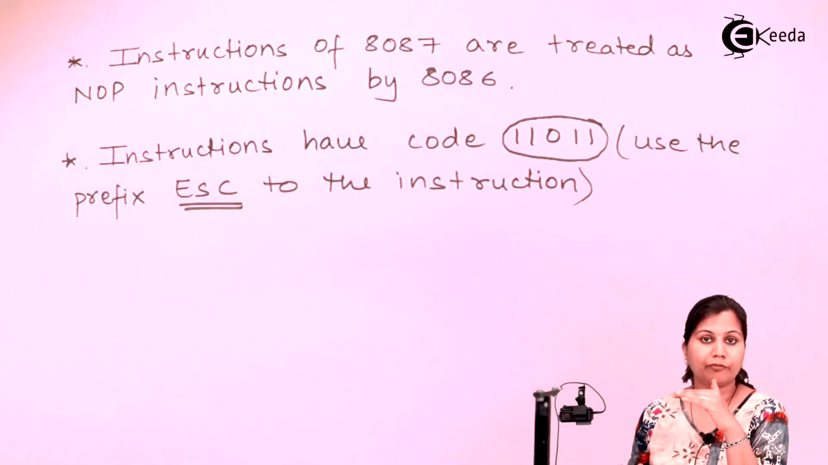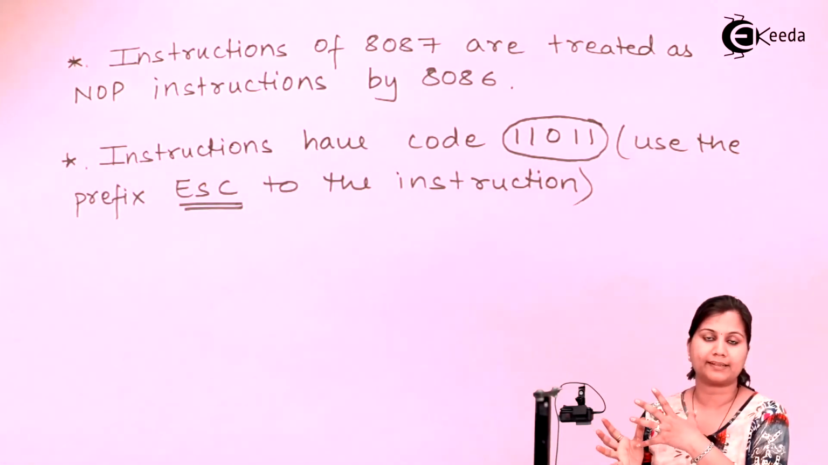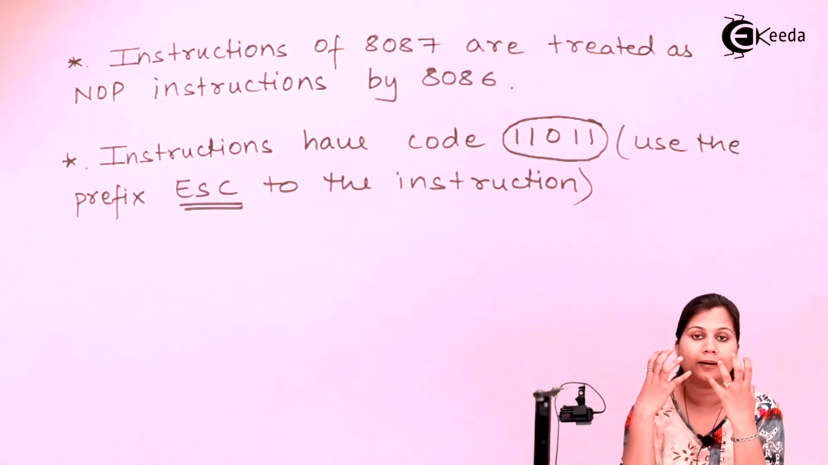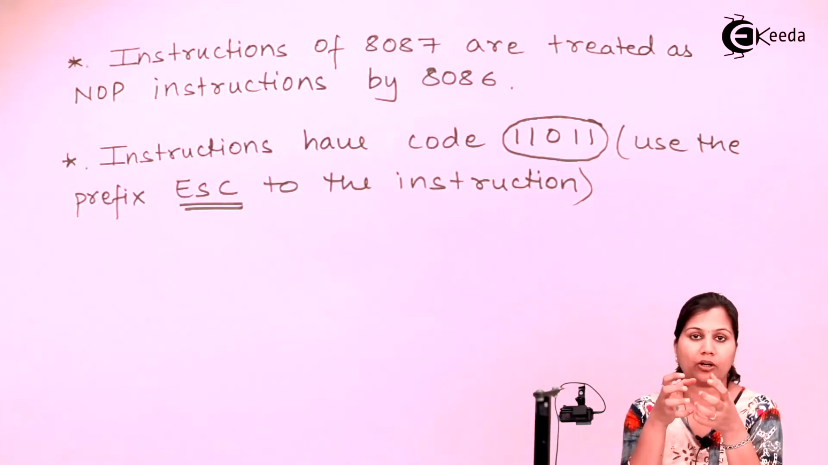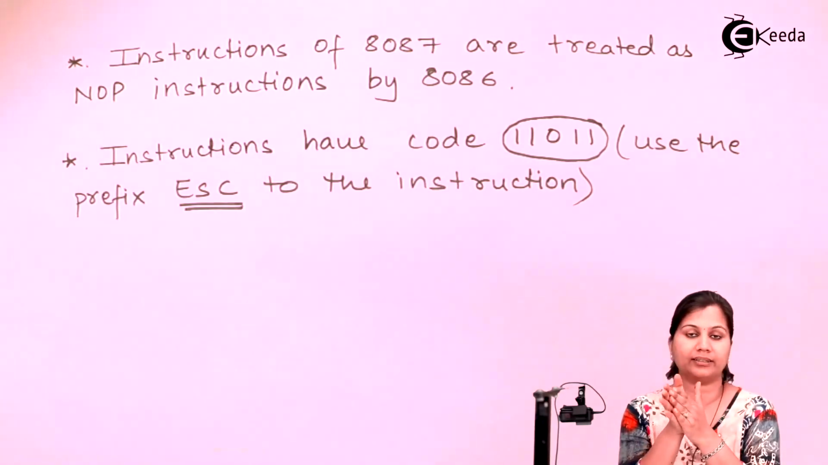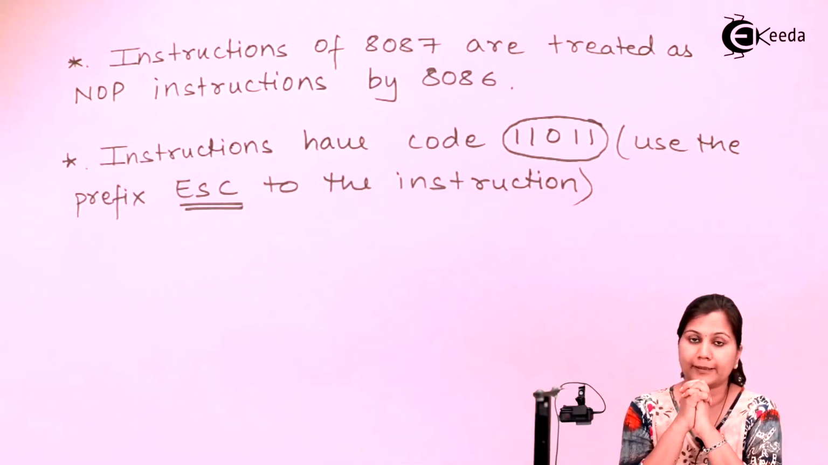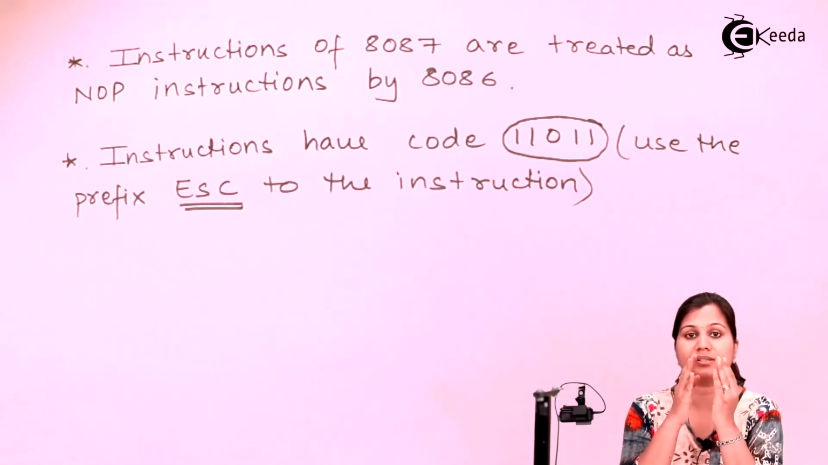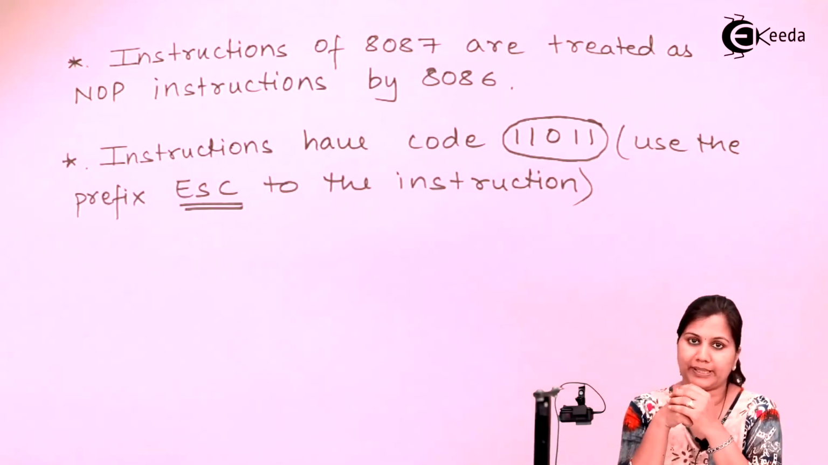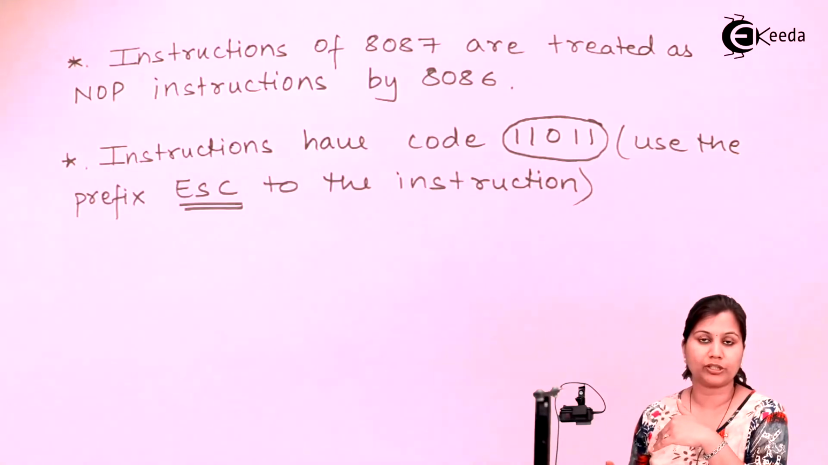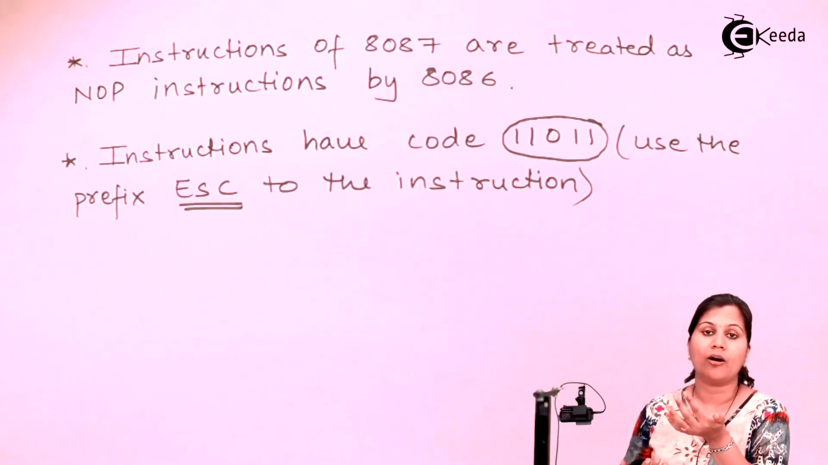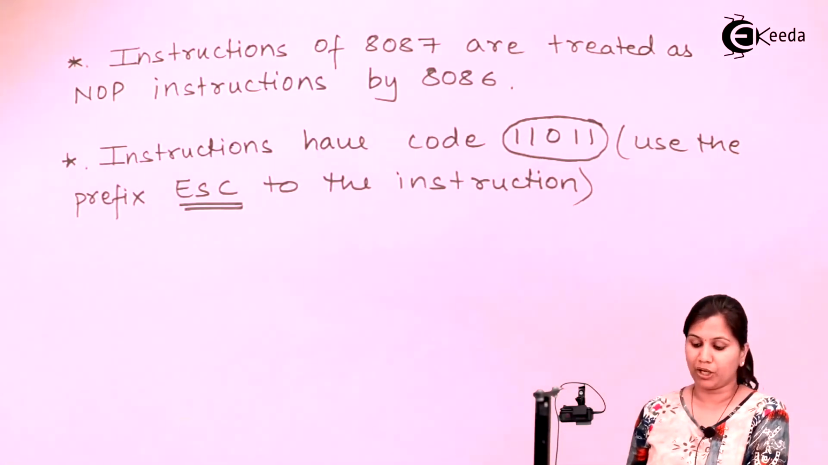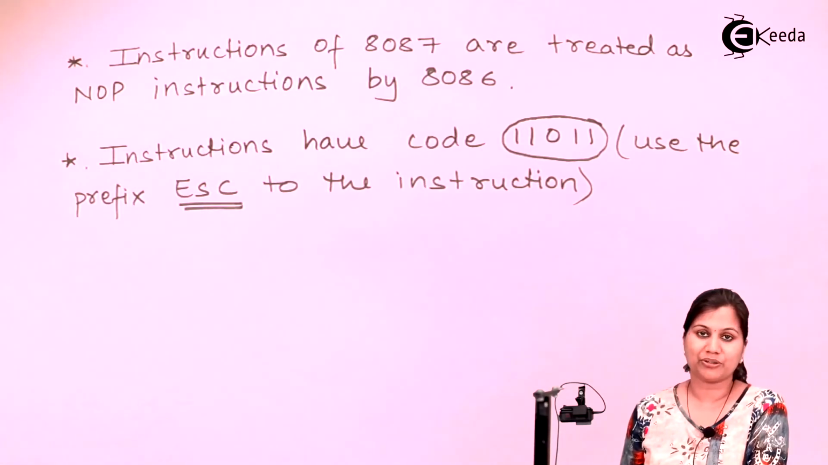So here we studied some features of the first math coprocessor, the 8087. We saw that its speed of doing complex calculations is 100 times faster than the 8086 microprocessor, and because of that feature of high speed calculations, it is used along with the microprocessors. We studied what a coprocessor is, why it was developed, and how it is useful for the microprocessors. I hope that this topic is now clear to you. Thank you.